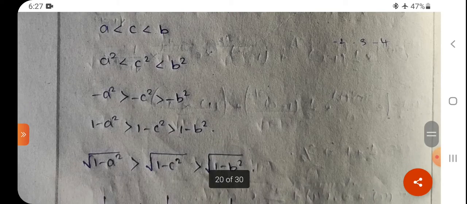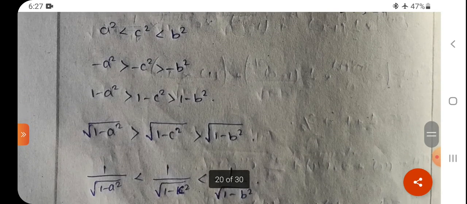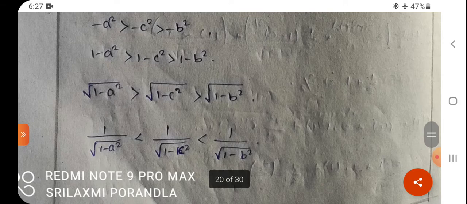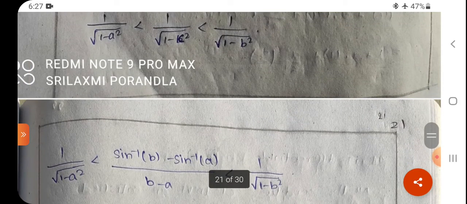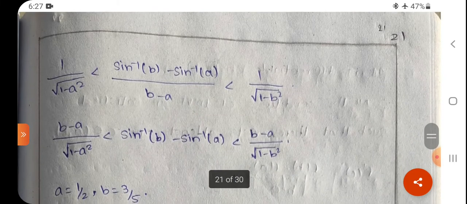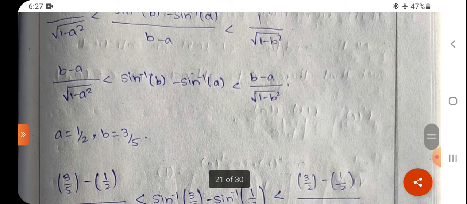First you square it and apply the minus multiplication, then 1 minus, then you take the square root and the reciprocal. When you multiply with minus and take the reciprocal, the sign changes: less than converts into greater than, and greater than converts into less than. So by that you will get your final answer in terms of a and b.